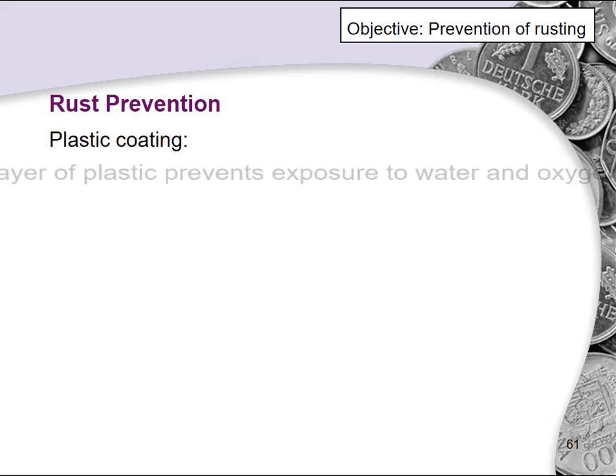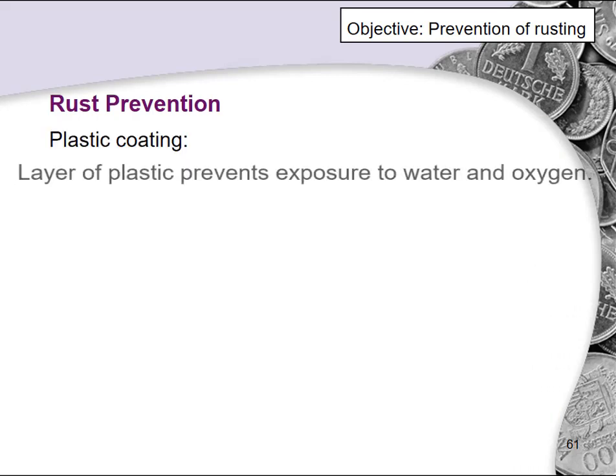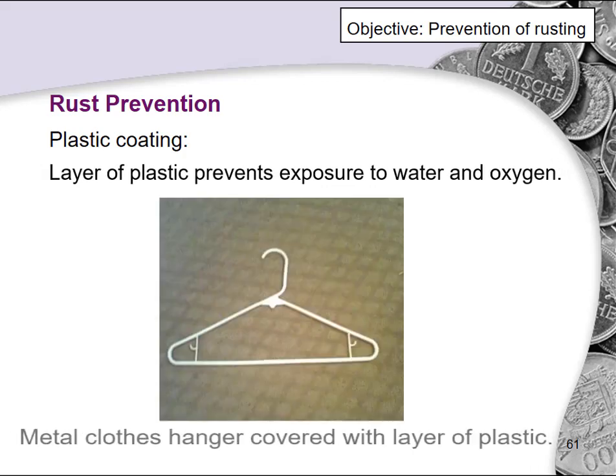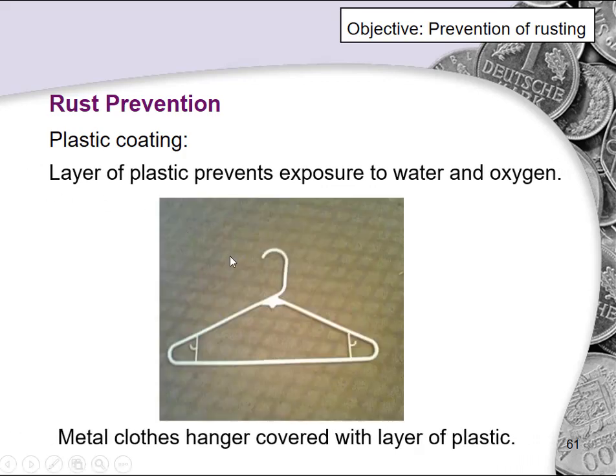Alright, so let's go through a bit more detail. The plastic coating itself, for example, on the hanger: a layer of plastic prevents the iron inside the hanger from coming in contact with air, oxygen in the air, or water. Hence, this iron cannot rust.